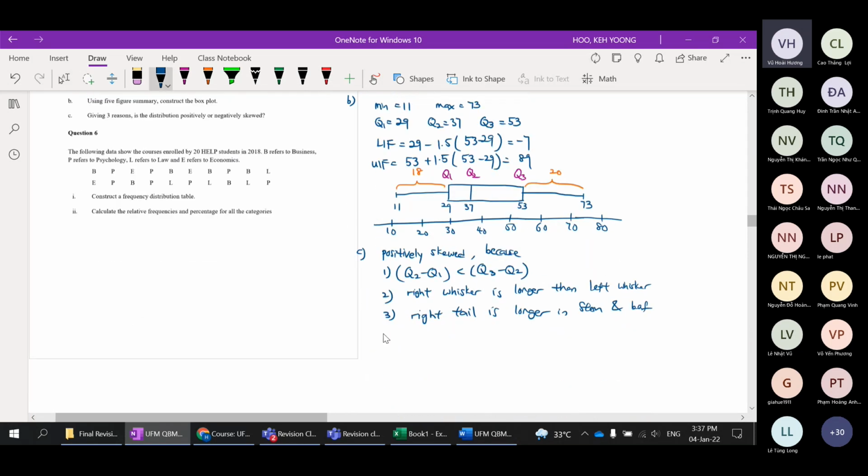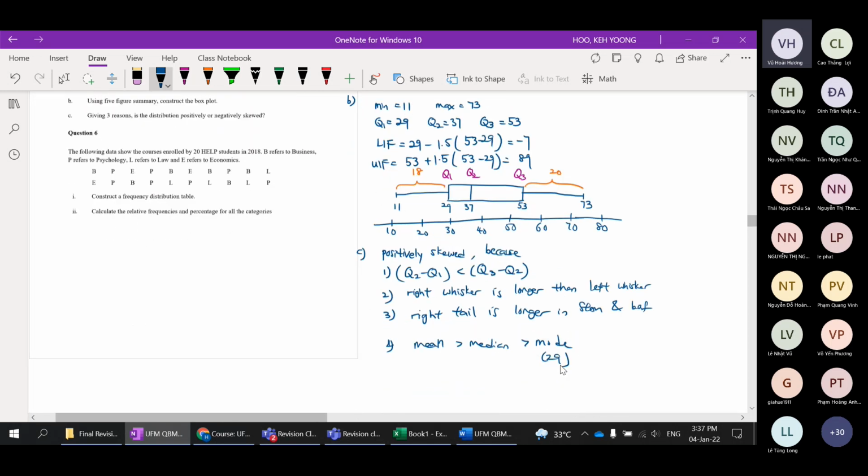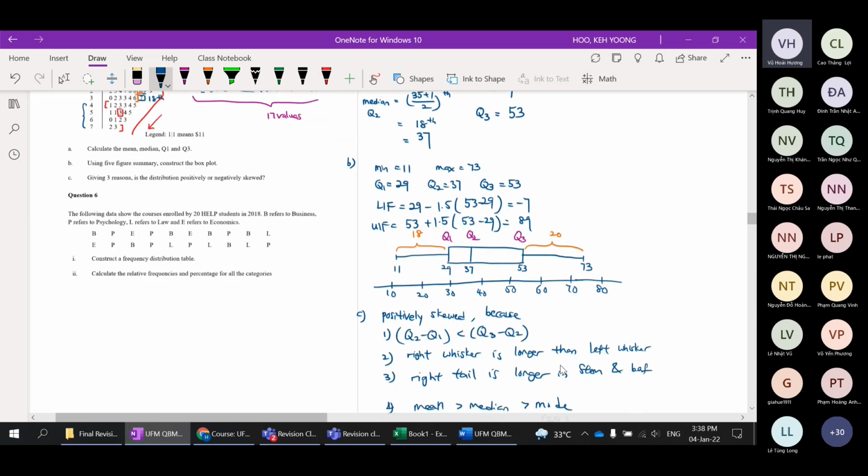So in this case, if you have calculated the mean, and your mode is 29, your fourth reason, maybe you can say mean is larger than median, larger than the mode. Mode is 29 because finding the mode is easy. Just look at the highest frequency and then there is the mode already. And in question A, you got a mean and a median. So just pick any three reasons.